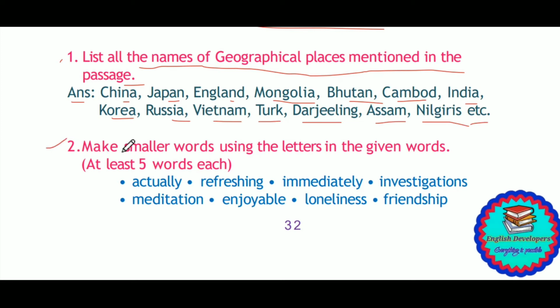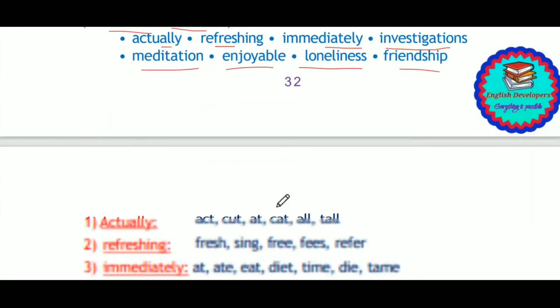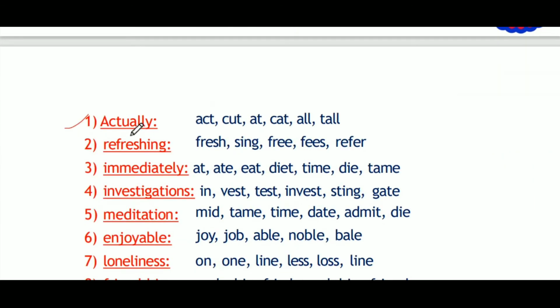Now question number 2. Make smaller words using the letters in the given word, at least 5 words each. The words are: actually, refreshing, immediately, investigations, meditation, enjoyable, loneliness and friendship. Now answers are given directly. First, actually, and words are act, got, at, cat, all, tall. Second word is refreshing, and words are fresh, sing, free, fees, refer.